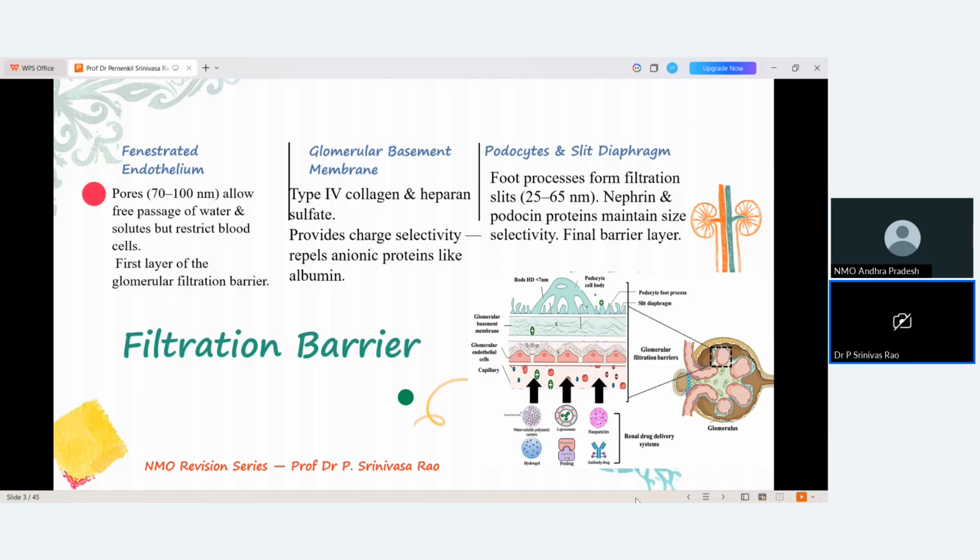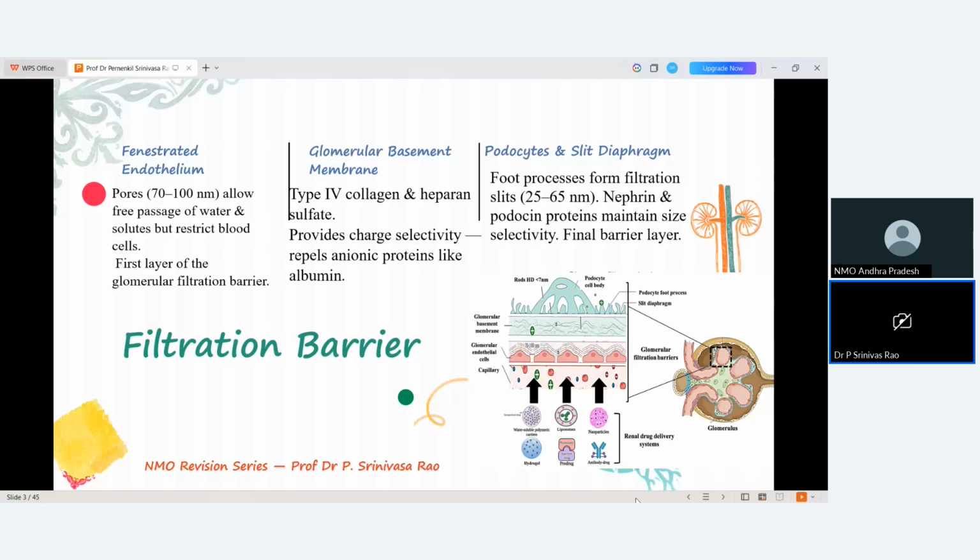What is the importance of this? This will provide a charge. That means it will prevent anionic proteins like albumin from going through the filtrate. So it will not allow proteins like albumin to go into the Bowman's capsule. So this you have to remember. If you find a large amount of albumin inside the urine, that means that this filtration is not taking place properly. That's why in normal urine, albumin is not present.